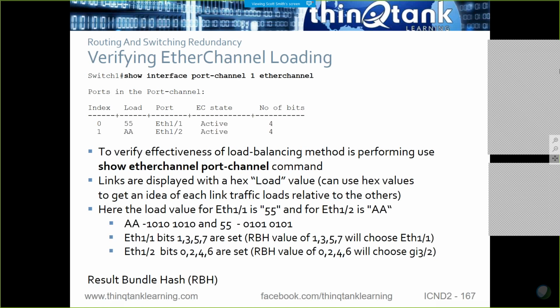Now, there is a calculation called an RBH, a result bundle hash. And it's kind of beyond the scope of this class to talk about what that result bundle hash does. But there is a calculation that the switch does internally to determine what packets are sent over what link and what packets are sent over another link. In this case, for Ethernet 1/1, which is the top one in the table, bits 1, 3, 5, and 7 are set. Now, what do I mean by 1, 3, 5, and 7? Remember, that's the 55. Bits 1, 3, 5, and 7. So an RBH value of 1, 3, 5, or 7 will choose Ethernet 1/1. And then for Ethernet 1/2, bits 0, 2, 4, and 6 are set. So those bits will choose, well, that should say Ethernet 1/2, not Gig 3/2. Let me switch that real quick.